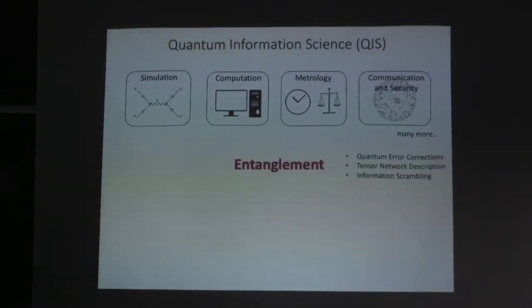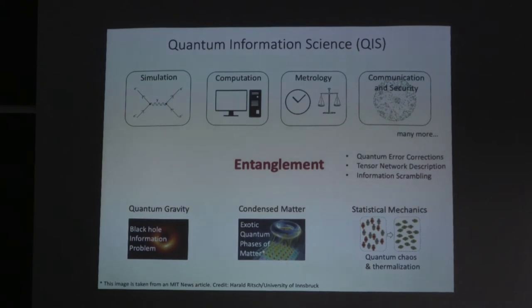The keyword is entanglement, of course. Quantum error correction, more specifically, describes how to protect desired quantum entanglement. Tensor networks allow you to describe the structure of the entanglement, and information scrambling describes the generic behavior of entanglement structure in complex systems. Those theoretical developments have also provided new insight into important open problems in other basic science. For example, quantum gravity is the most popular topic, I would say.